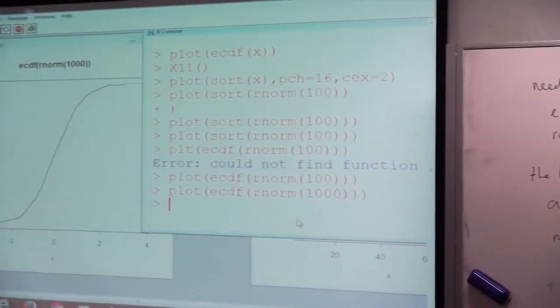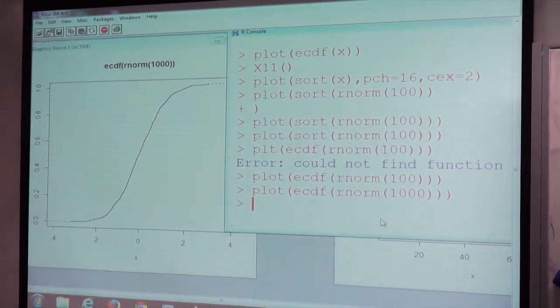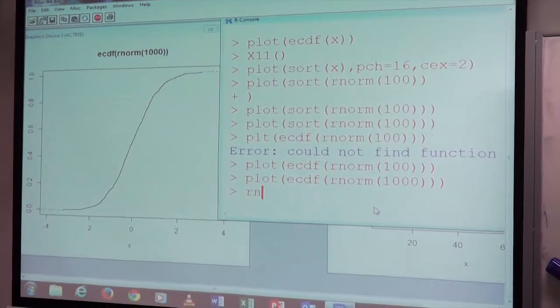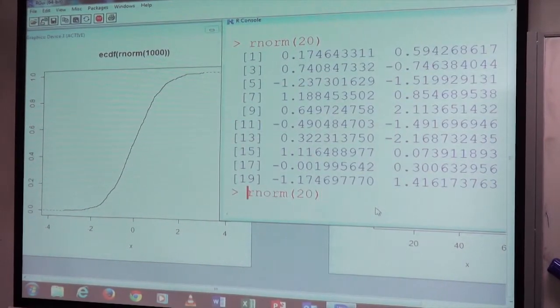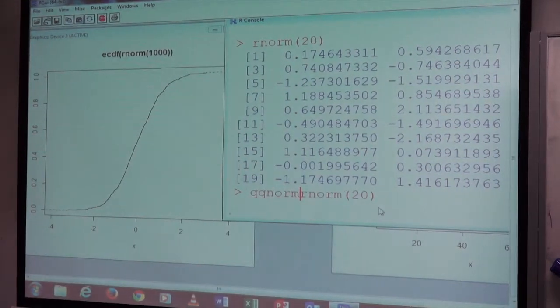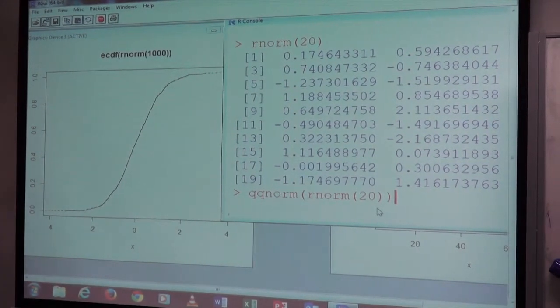Realise that R has got a built-in way of doing it. So I'll show you how to do it now. There's my data. qqnorm does that for us.